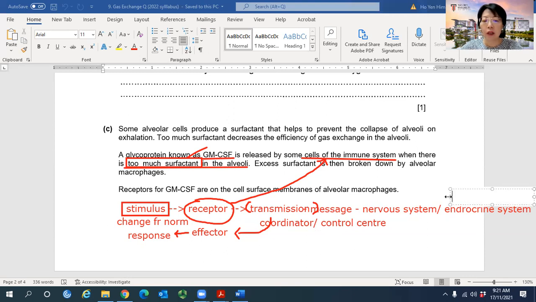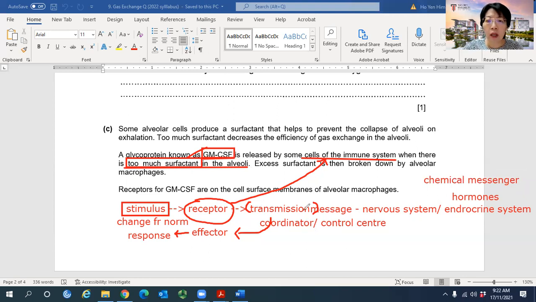So in the cell signaling, you learn that chemicals are being released, which are called hormones, right? Hormones can act as a chemical messenger. So it is a molecule that carries a message. So here, the messenger molecule is the GM-CSF. It is secreted by the cells of the immune system. Okay. So after that, it will be transmitted.